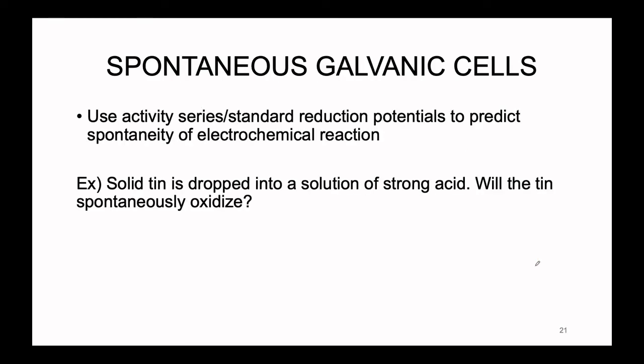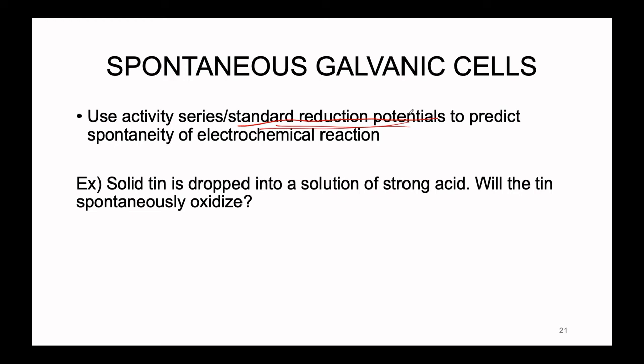And so if we want to put together a galvanic cell that is spontaneous, where the materials are going to act according to their spontaneous desire for being either oxidized or reduced, we can use either the activity series, which we've learned before, or what we are learning now, the standard reduction potentials table. That should be an underline, not a scratch through. We can use the standard reduction potential table to predict the spontaneity of a given electrochemical reaction.